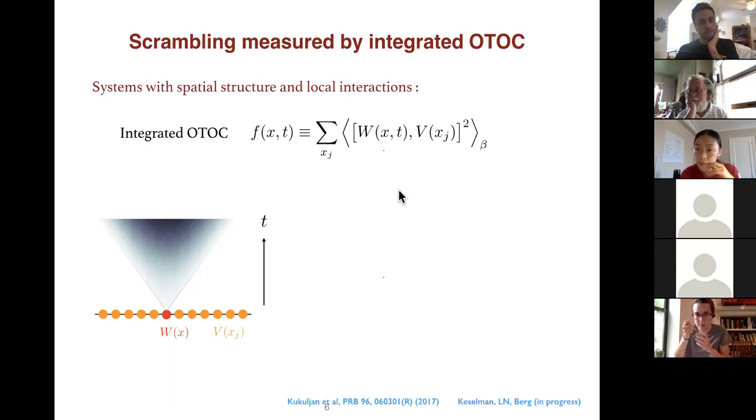Laimei, could you just remind me, I think you defined it, but what you mean by scrambling is that there exists a well-defined Lyapunov exponent? Yes.